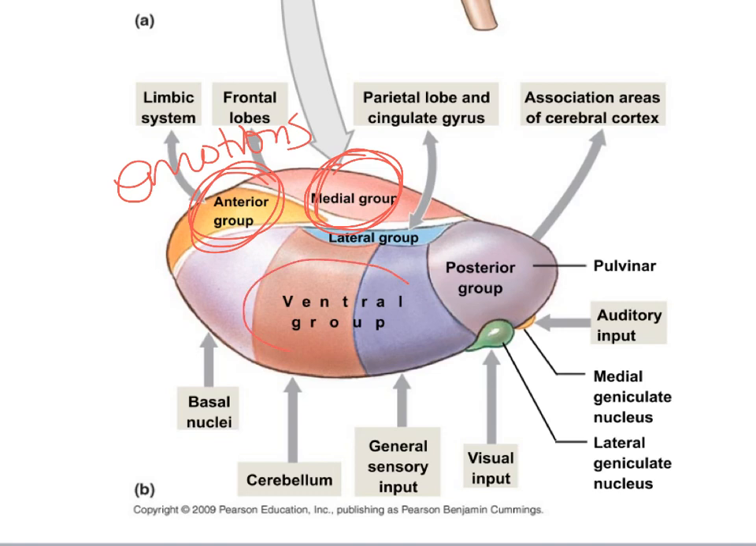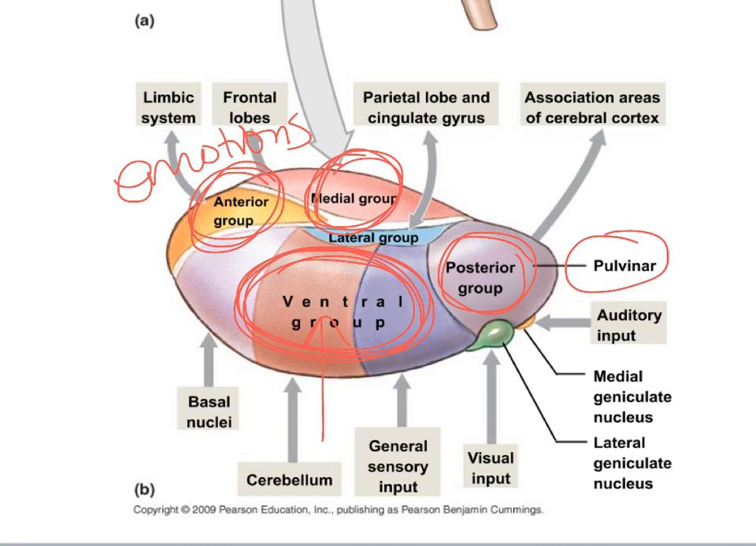The ventral group down here is the group that pretty much receives all that other sensory information that I was talking about, except for a couple of the special senses. All that somatic information, pain, temperature, vibration, fine touch, crude touch, all of that is going into the ventral group, and then it's going to go up to the cerebrum, right? Then we have this posterior group, which contains an area that we call the pulvinar.